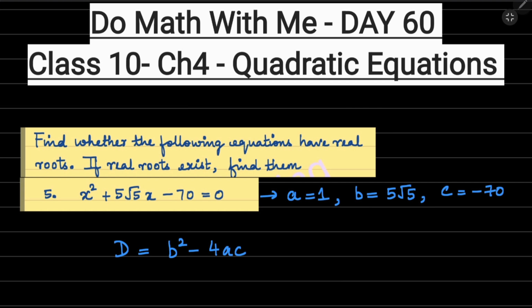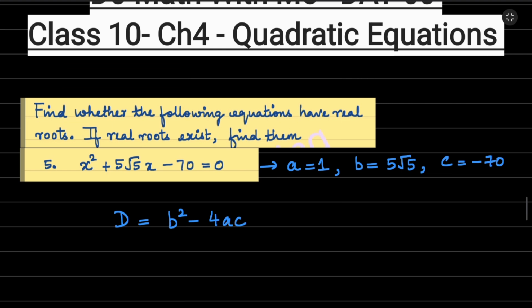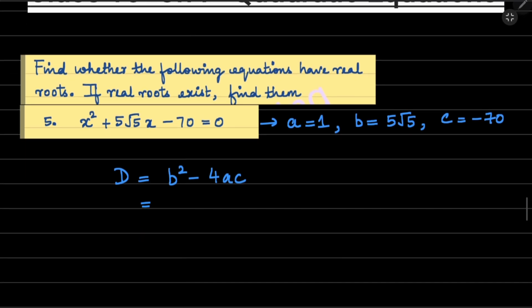Always remember, whenever you are given any quadratic equation, always pick your coefficients along with the sign. If it is plus, it means plus or minus. So here you know a, b, c. Just substitute and find the value of the discriminant. B square is 5 root 5 the whole square minus 4 multiplied by a is 1 and c is minus 70. So let's calculate.